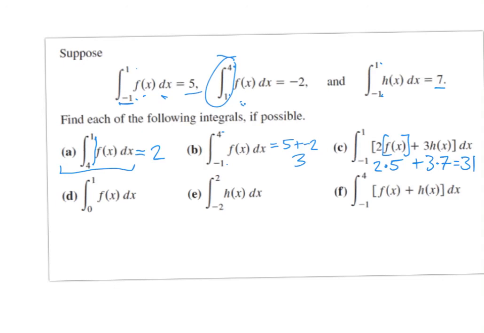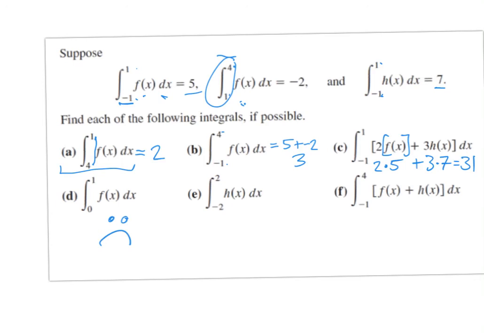For part D, I'm trying to find the integral from 0 to 1, but in looking at this, I've got the integral from negative 1 to 1. I've got the integral from 1 to 4, and that's for f. H doesn't matter for that one because I don't have that. I don't know anything about the nature of this around 0 to be able to give that information. So we can't figure this out based on what we're told.